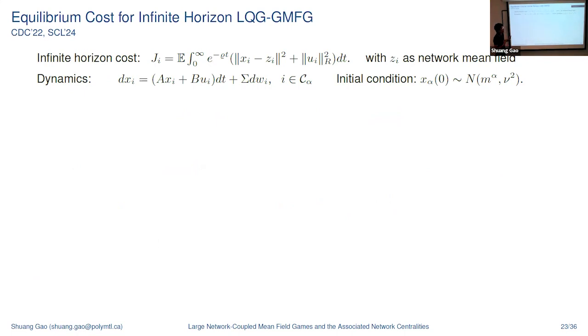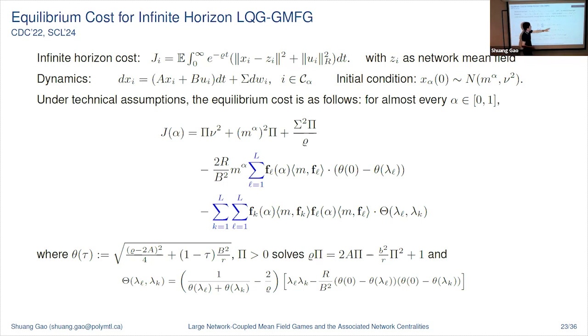Okay. For the infinite horizon case, where the individual cost is discounted by some discounting factor, where rho is a positive constant, you value your cost at the moment more compared to the cost in the future. And with dynamics that do not have coupling in their dynamics, and the individual nodes can have different individual dynamics. Now with this, we can have a closed form, explicit representation of the equilibrium cost.